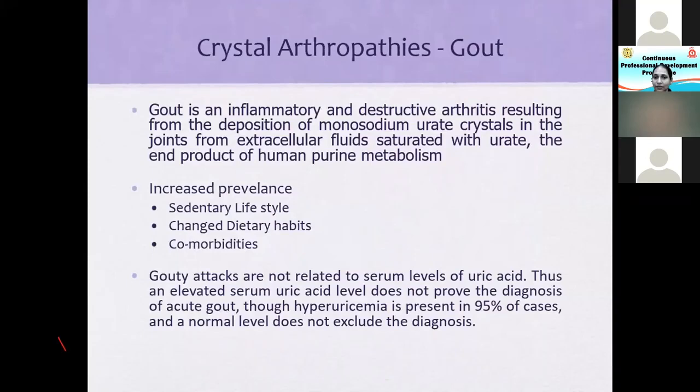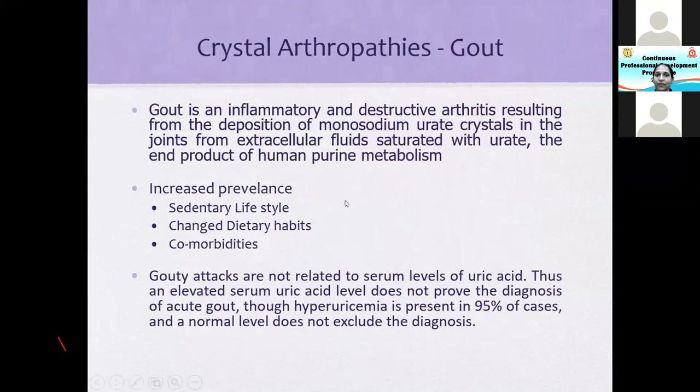Now, in the inflammatory arthritis group, let us very quickly look at crystal arthropathies. In this group, we have gout, pseudo-gout, comprising the crystal arthropathies. Today, I will very briefly tell you about gout. Gout is an inflammatory and destructive arthritis which results from the deposition of monosodium urate crystals in the joints. This is from the extracellular fluid which is saturated with urate. So how does this saturate with urate? It's either because there is increased production or because there is decreased elimination of the urate from the body.